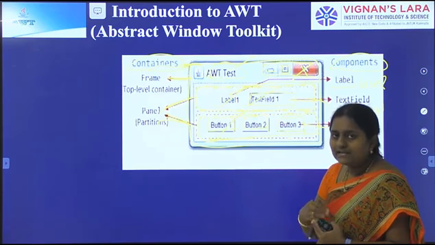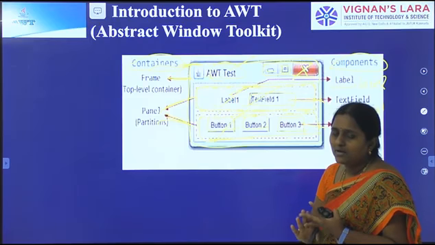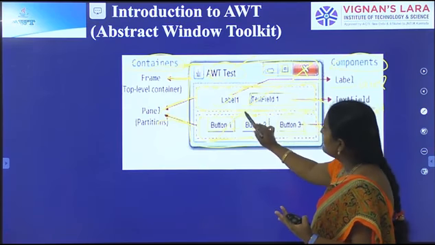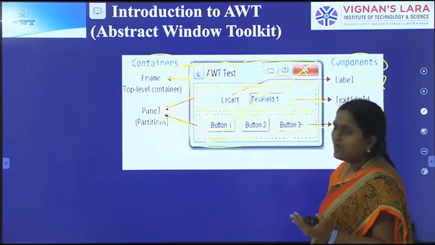Applet is the subclass of panel. Whenever we implement applets in the appletviewer tool, it can contain a title bar, menu bar and borders. But panel does not contain a title bar, menu bar and border.